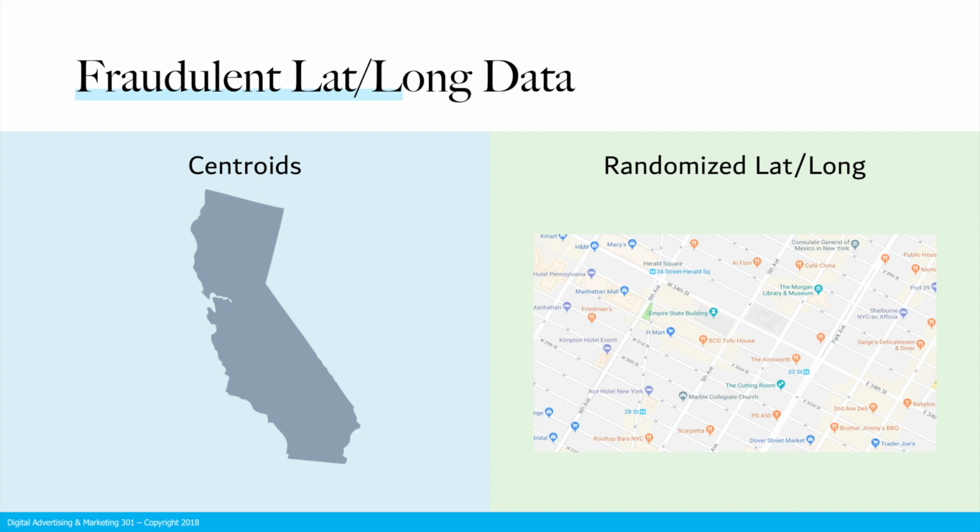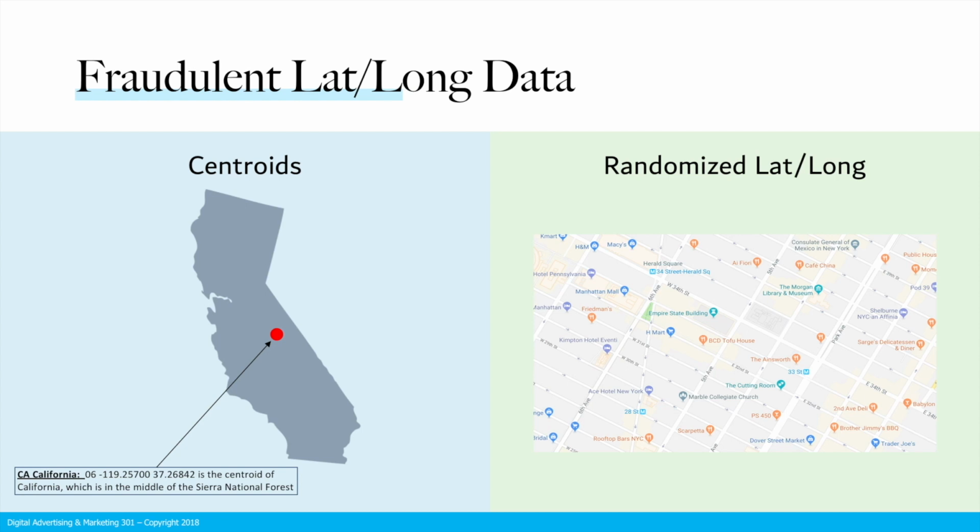So things that you want to look out for include centroids, which is finding the center of a particular location, be it a state or a country. So for example, the centroid for California is in the middle of the Sierra National Forest. So if all of a sudden you see a ton of impressions coming from the middle of a forest, you might get a little suspicious because that doesn't quite make sense.